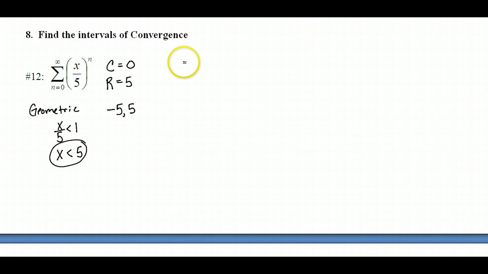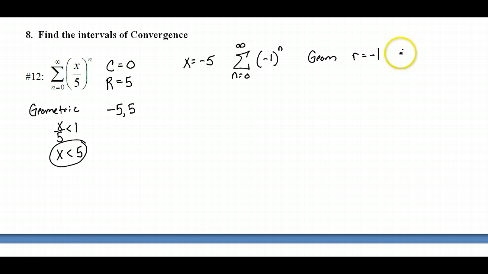So the first one I always say, let's see what happens if x is -5. Then you have your summation from 0 to infinity, and if x is -5, that would create a -1 to the power of n. You have to tell me the test that you're using. This is geometric. We know that our ratio is -1. Therefore, at -5, it will diverge. So if it diverges, we can put a parenthesis. You have to show me the work for both of them.